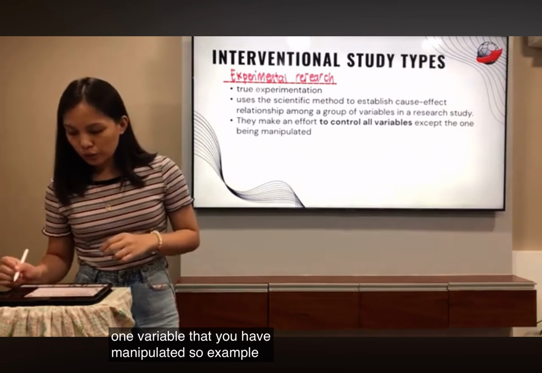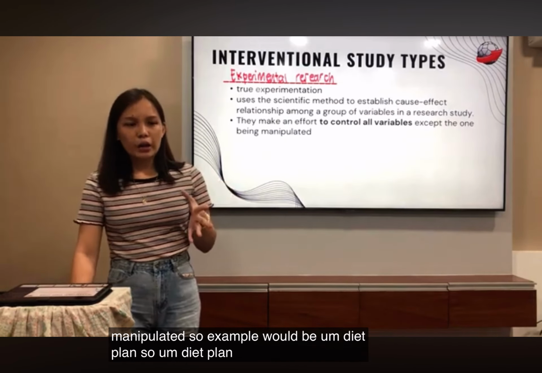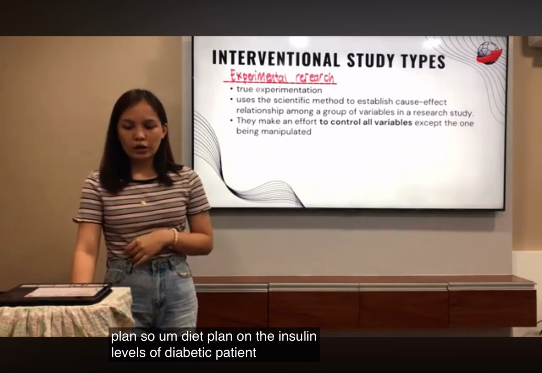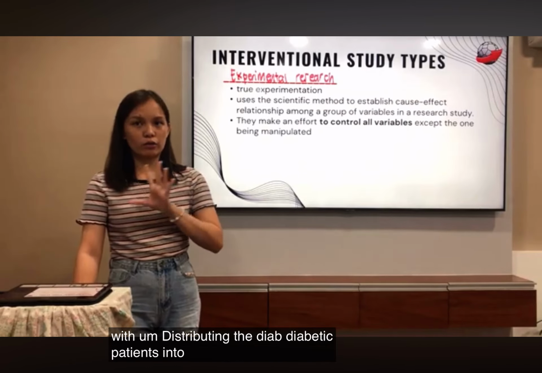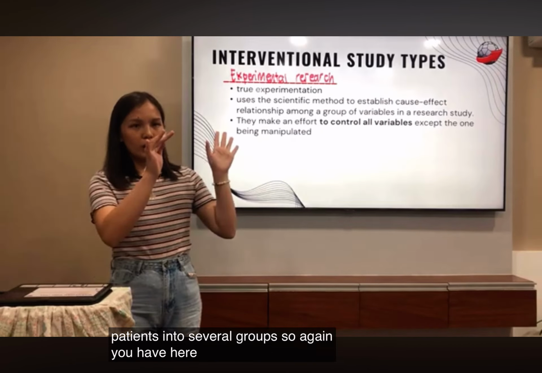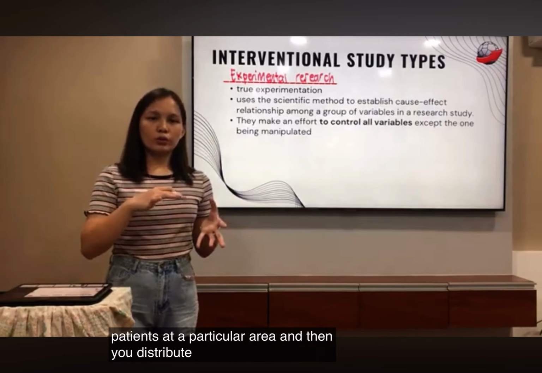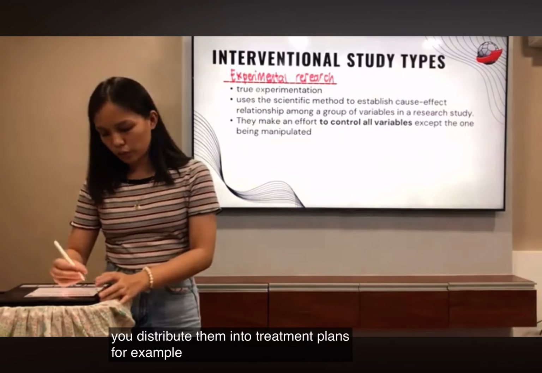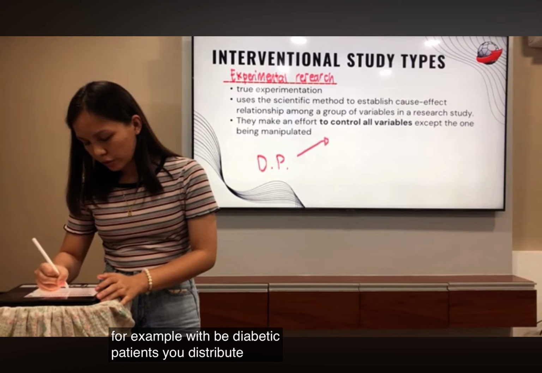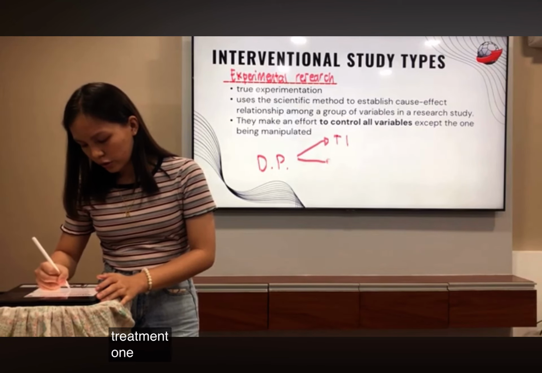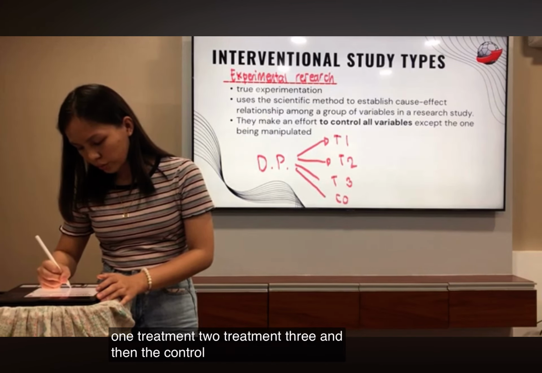So an example would be a diet plan on the insulin levels of diabetic patients. You start with distributing the diabetic patients into several groups. Again, you have here a population of diabetic patients at a particular area, and then you distribute them into treatment plans: treatment 1, treatment 2, treatment 3, and then the control group.